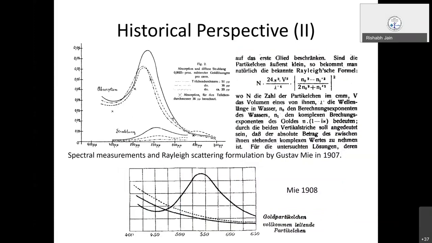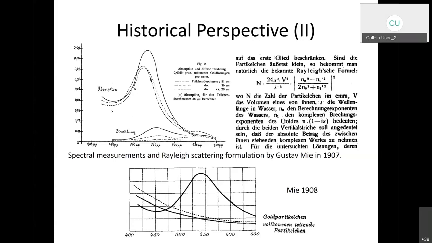So this paper was written in 1907, and you see that even at this point, Mie recognized that you could use Rayleigh's formula to describe the absorption and scattering of metal nanoparticles that were nanometers in size or tens of nanometers in size, and he produced the spectral response.